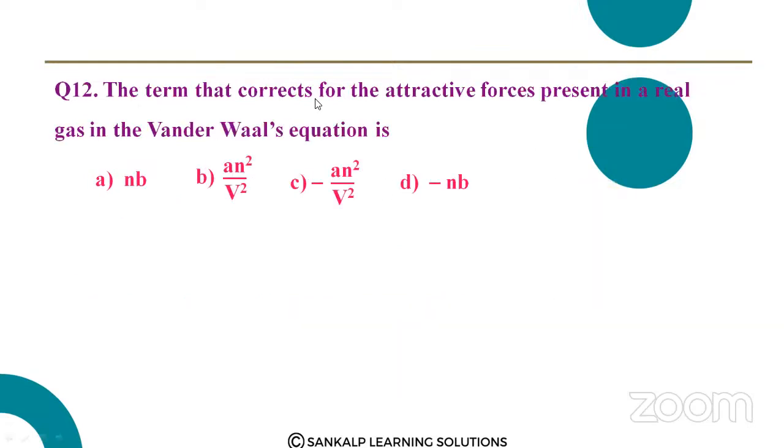The term that corrects for the attractive forces present in the real gas in the van der Waals equation is, so in the van der Waals equation, it depends upon an square divided by V square. Okay, so this is B. So B is the correct answer. Okay, so by this we have solved some of the important questions based on states of matter.